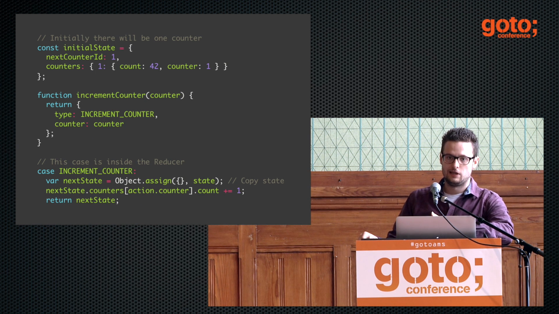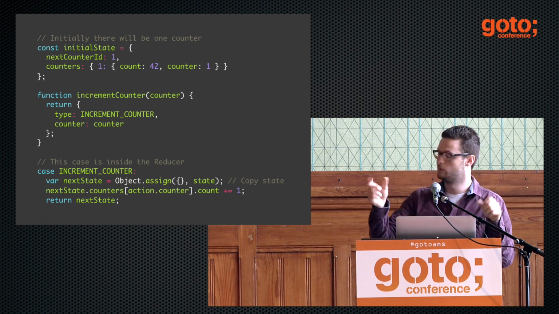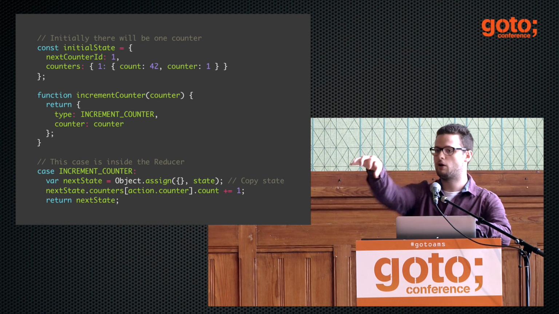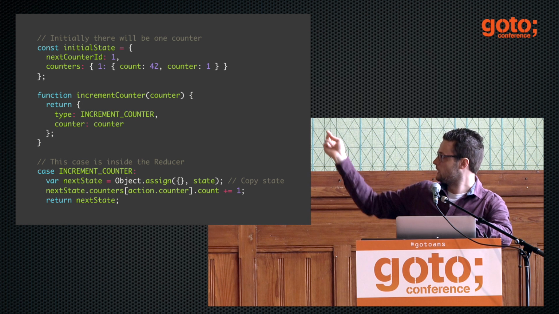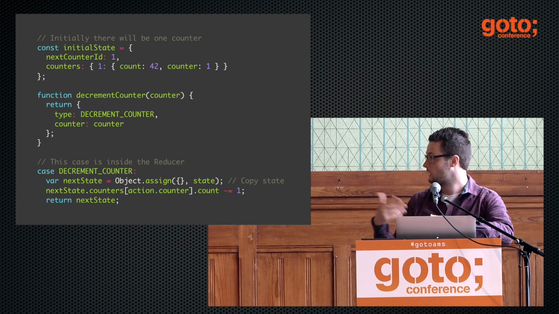Then we have increment counter, which we also need to give a counter ID in the action creator so we can identify which counter we need to increase. Again, we copy the state and we pluck the counter from the initial state and we increment it by 1. Decrement is much the same, except it decrements the count by 1.